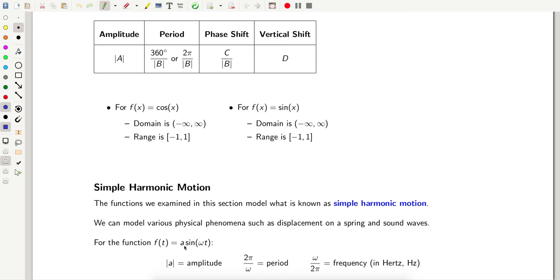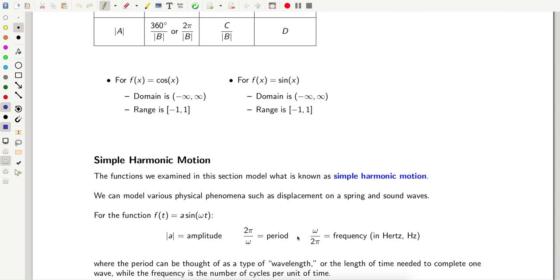So just like we talked about before, taking the absolute value of this a is going to be our amplitude. Our period is 2 pi divided by, well, we had b, but now we have omega, so it's 2 pi divided by omega. And then we also have what's known as the frequency, which is just the reciprocal of the period. So if we have 2 pi over b or 2 pi over omega for the period, the frequency is the reciprocal of that, and typically it's measured in hertz.